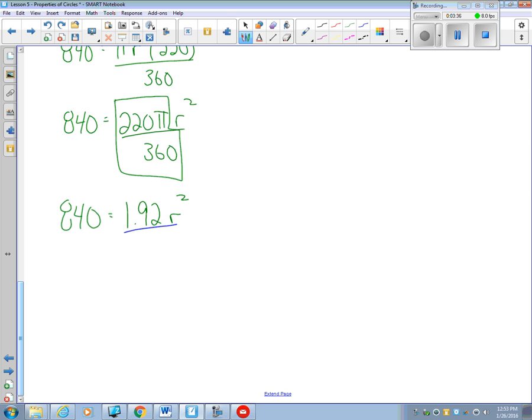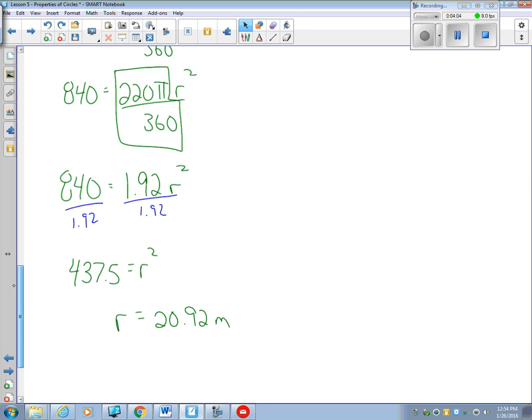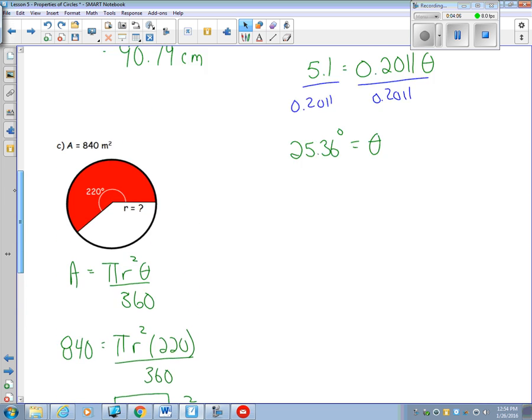I want to solve this, get r by itself. So I divide out the 1.92. Okay, I'll end up with an r squared on the right-hand side here. And on the left-hand side, the number comes up to 437.5. That's r squared. We want r, so we square root it. And r comes out to 20.92 meters. And that's how we can work with sectors of circles, whether it's the radius, the central angle, or the area itself.